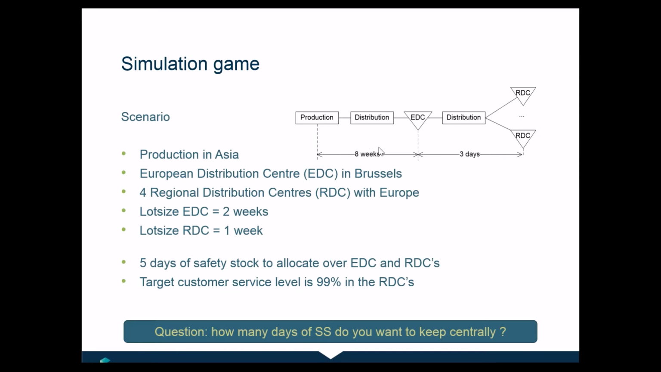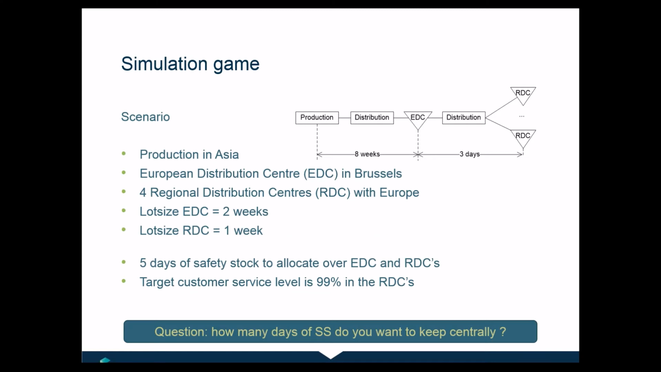I see the lead times here. So the lead time to import from Asia into Europe is 8 weeks. And the lead time to replenish the regional DCs from the European DC is 3 days. What else do we know? I say the lot size in the EDC is on average 2 weeks. So that means I will order on average every 2 weeks. The lot size for the RDCs is 1 week, which means I replenish the RDCs on average every week. And last year I had 7 days of safety stock across the EDC and the RDCs.